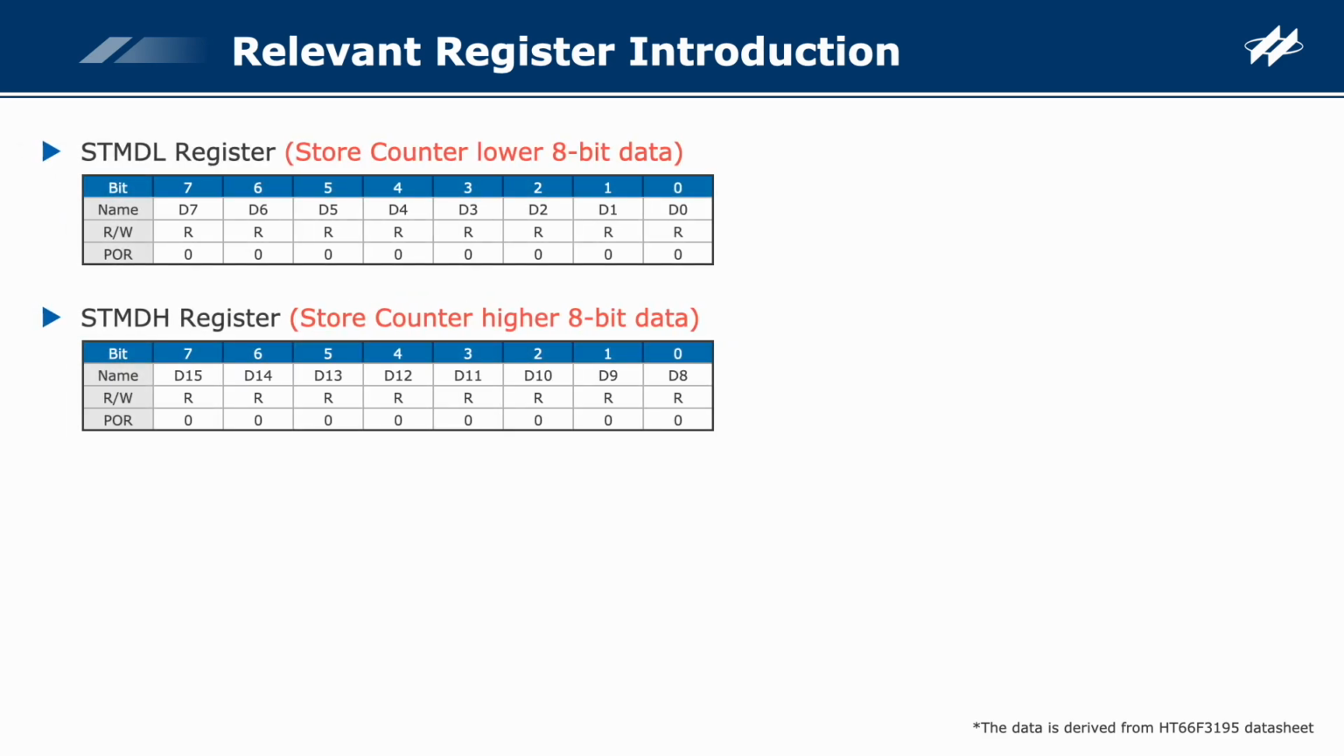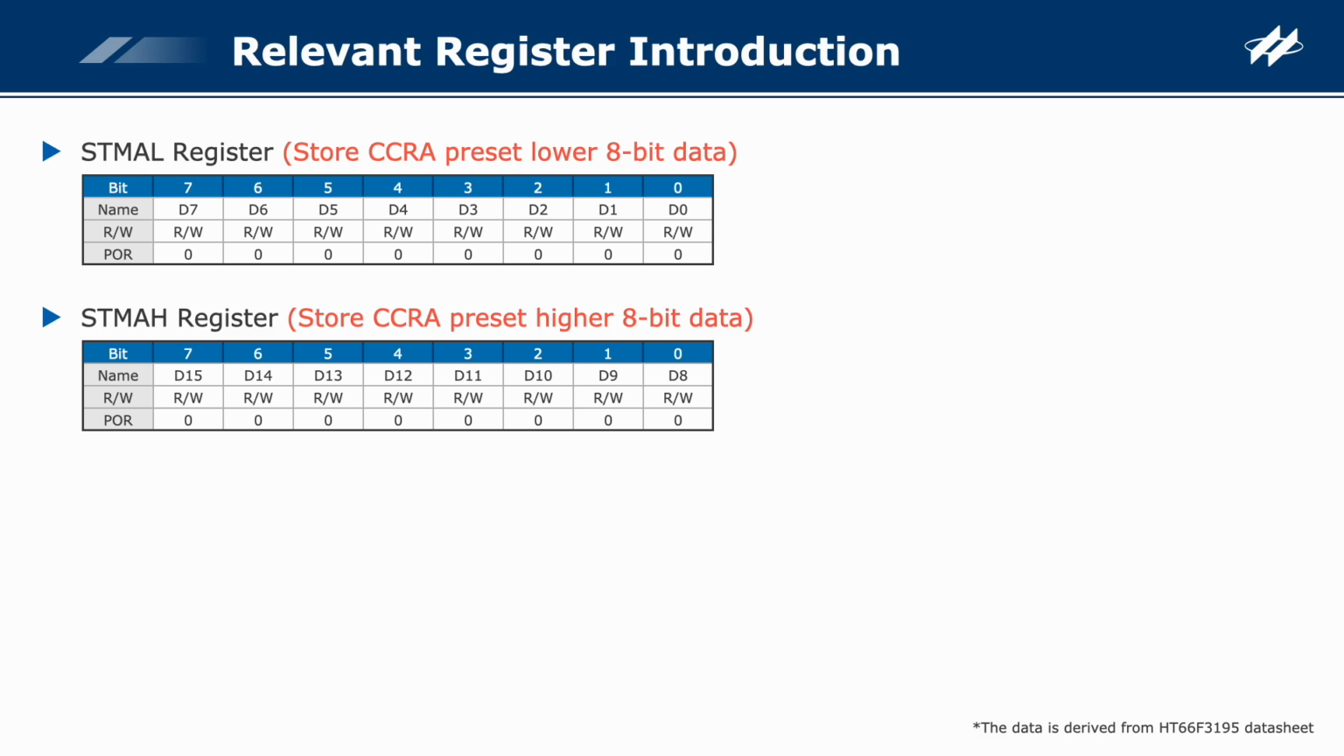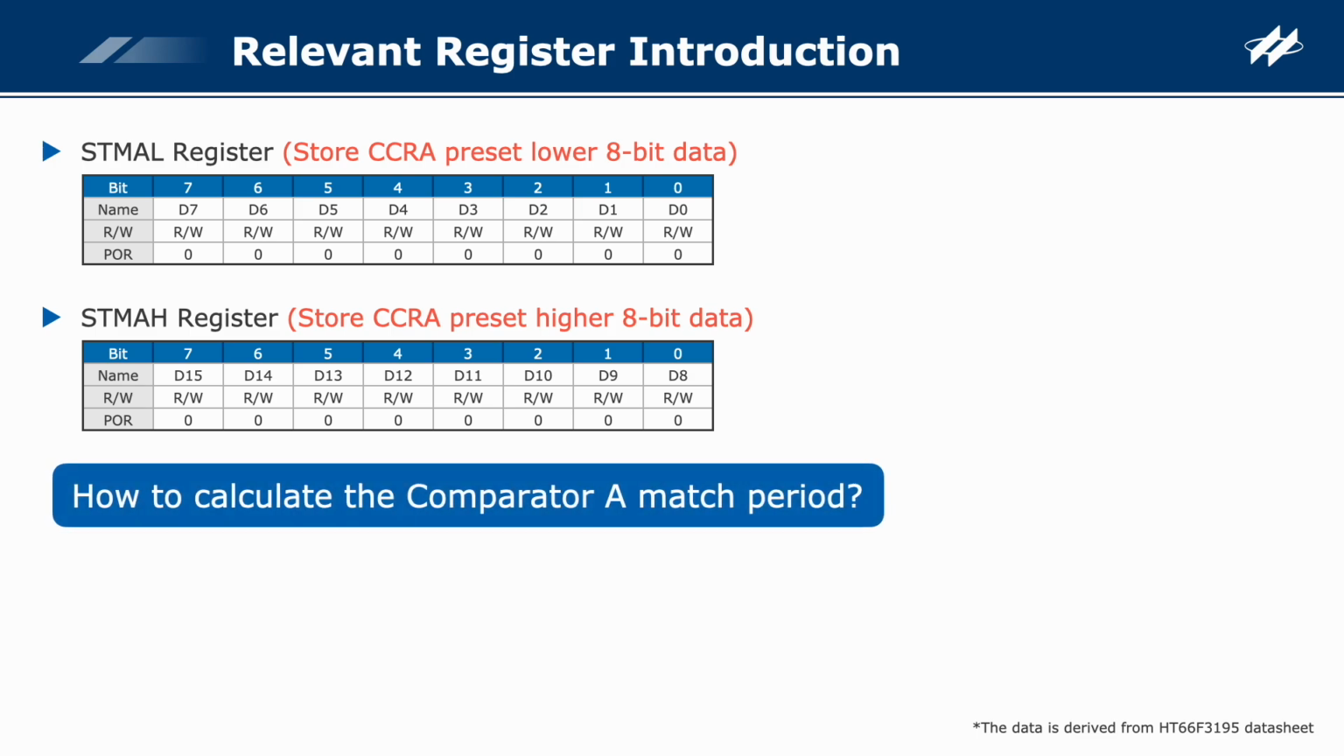The STMDL and STMDH registers are the core of the counter, which are used to store the lower and higher 8-bit data of the counter value respectively and are readable only. The STMAL and STMAH registers are used to store the lower and higher 8-bit data of the CCRA preset value respectively. After the CCRA preset value is set, how to calculate the comparator A match period?